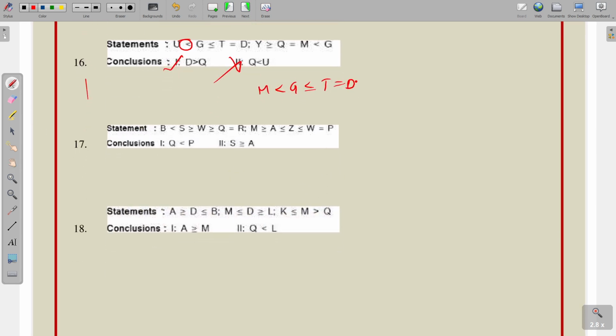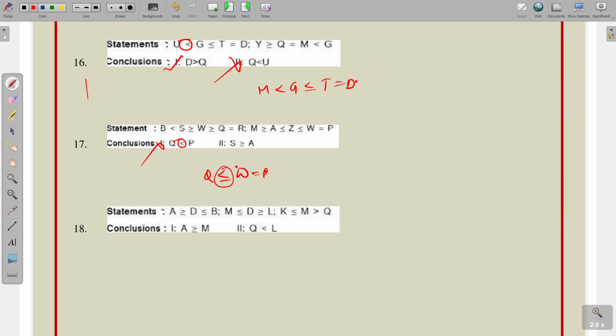17th one, Q less than P. So Q here, Q equal to R. So here P is there. So Q less than P. So Q to W, W equal to P. So Q less than or equal to W. So W equal to P. So here we have less than, here less than or equal to. So first one does not follow.